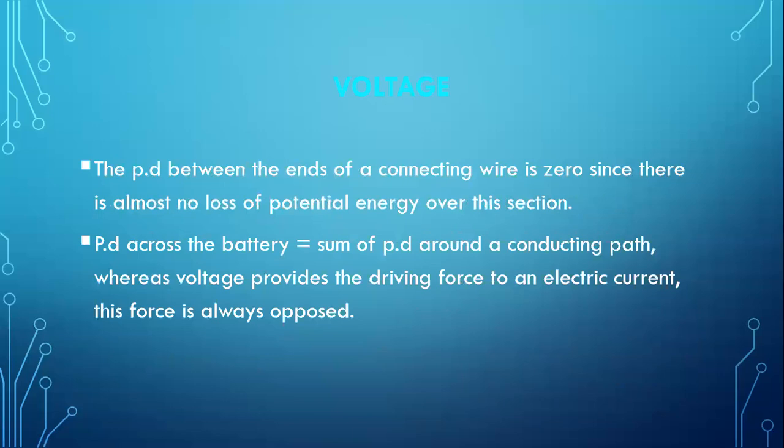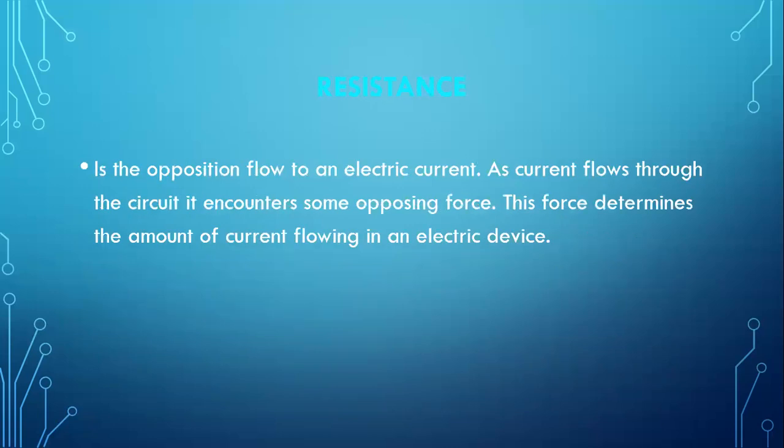The PD between the ends of the connecting wire is 0, since there is almost no loss of potential energy over this section. Now, simply you can say that the potential difference across the battery equals the sum of potential differences around the conducting path, whereas the voltage provides the driving force to an electric current, whereby this force is always opposed.